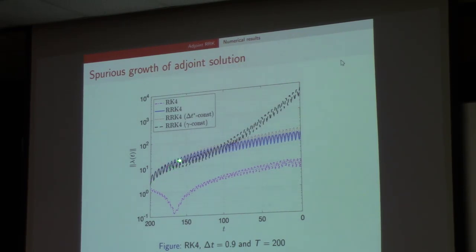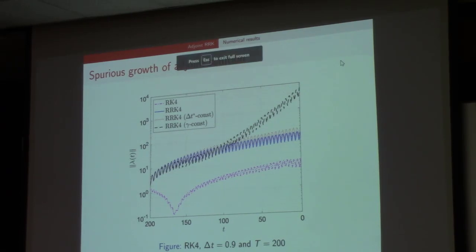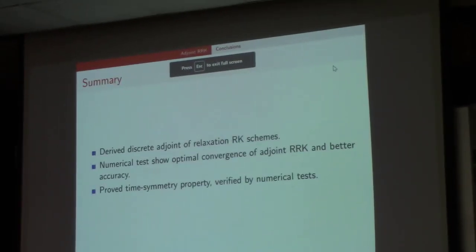But if you use the wrong method, if you do the adjoint in the wrong way, which is this other one in red, black, and magenta, then the adjoint solution is actually pretty bad, especially this black curve here. You see some blowing up of the adjoint solution, which is not very good.